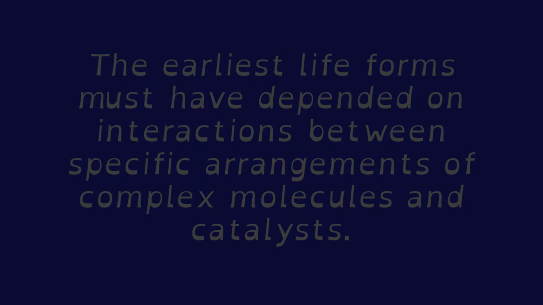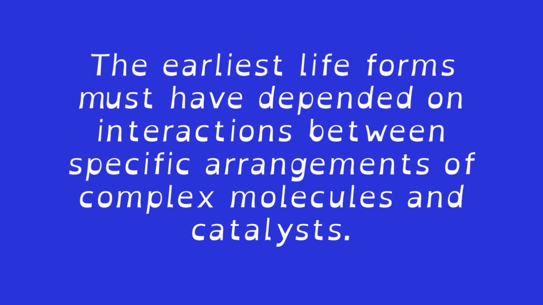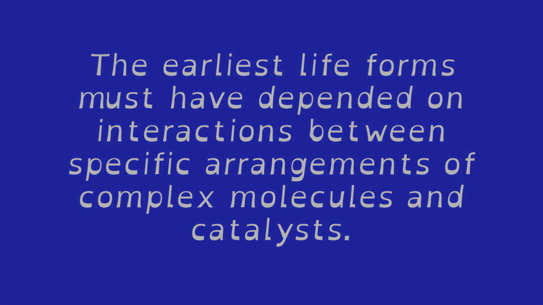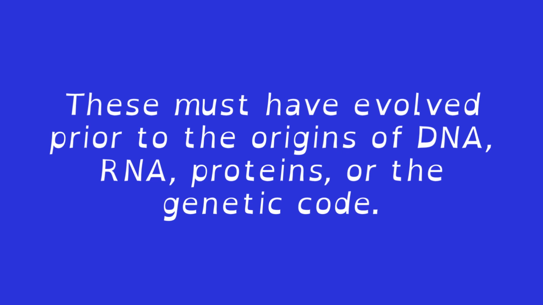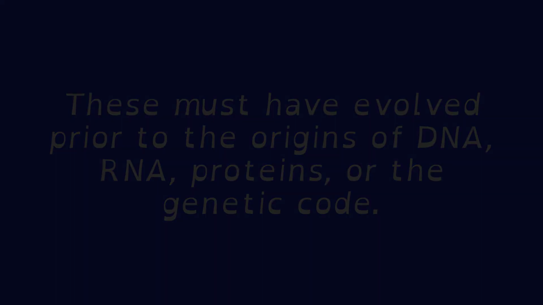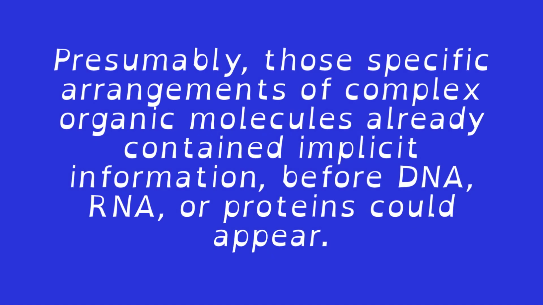The earliest life forms must have depended on interactions between specific arrangements of complex organic molecules and catalysts. These must have evolved prior to the origins of DNA, RNA, proteins, or the genetic code. Presumably, those specific arrangements of complex organic molecules already contained implicit information before DNA, RNA, or proteins could appear.